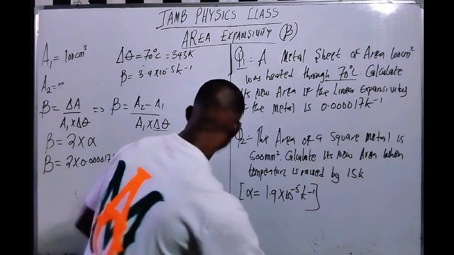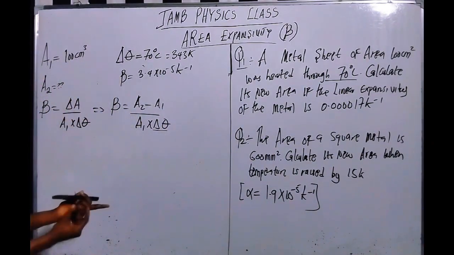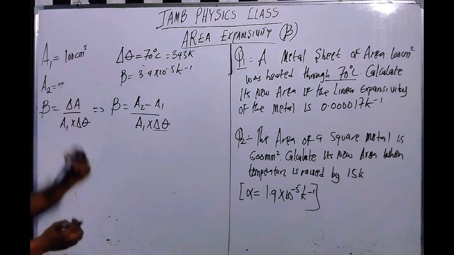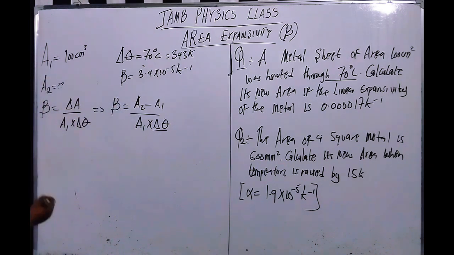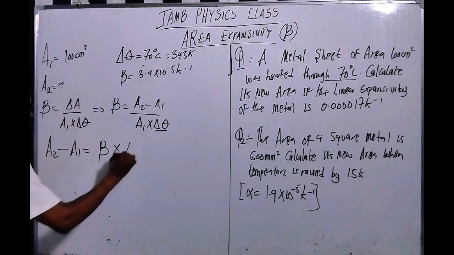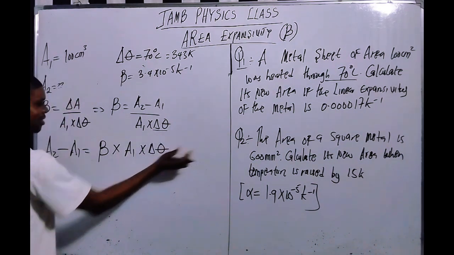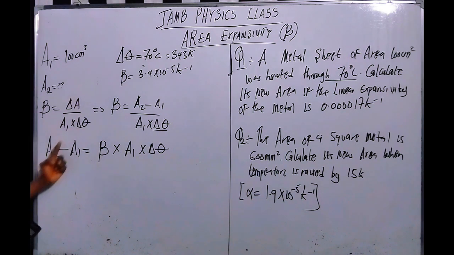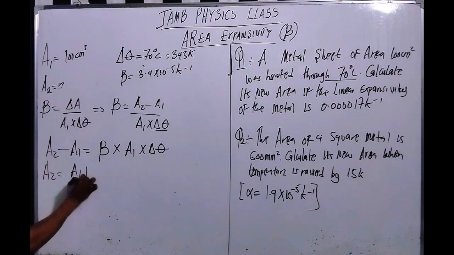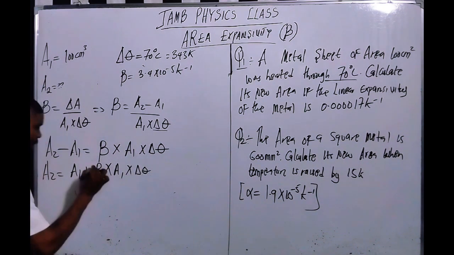So from there now, what I'm going to do here, I will make A2 the subject of the formula. So if I cross multiply, I will say A2 over A1 equals beta, which is area expansivity, times the original area times the change in temperature, right? Now what I want to do, I'm going to calculate all of this down here. So it's going to be A2 equals A1 plus beta times A1 times this change in temperature.